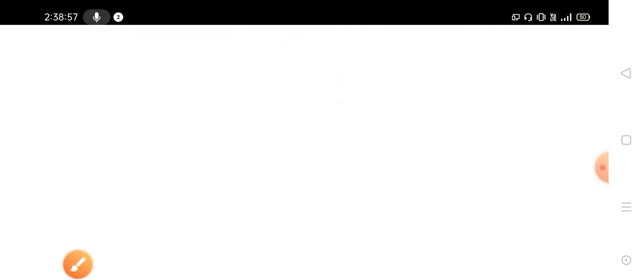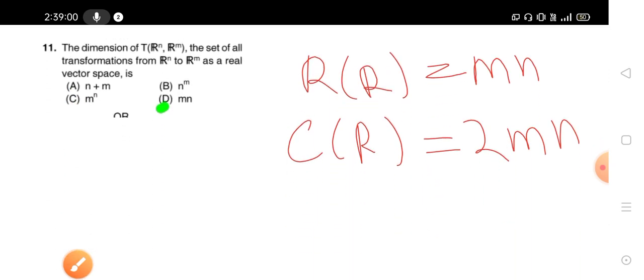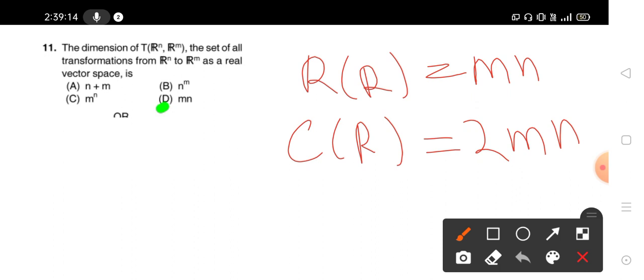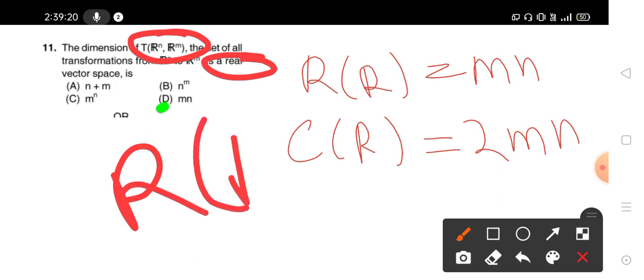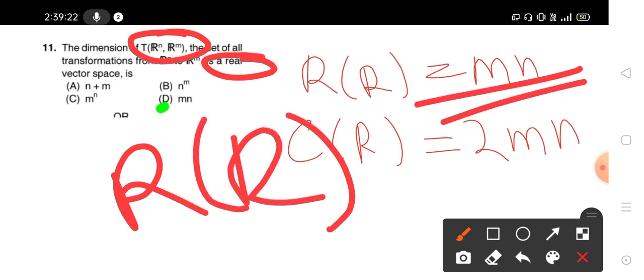Next question. The dimension of T from Rn to Rm, the set of all transformations from Rn to Rm as a real vector space. Here given R over R, a real vector space over R, therefore R over R we get mn. If it is C over R, the answer is 2mn.